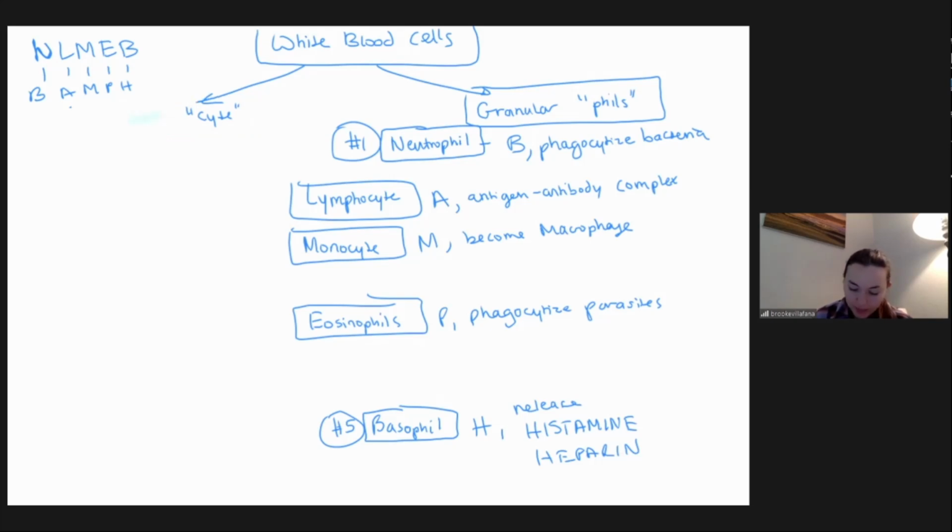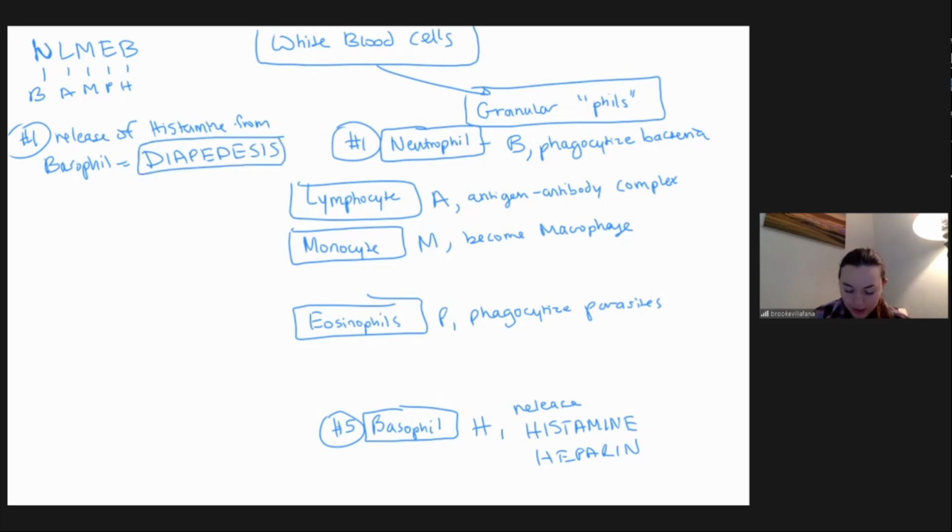So our very first step is we're going to get the release of histamine from the basophil. And what does that cause? Hopefully that's ringing a bell for somebody in here. That causes diapedesis. What did we say diapedesis was? Diapedesis is the movement from a continuous capillary to a fenestrated capillary. So what happens first is diapedesis occurs, that continuous capillary floating with, let's put some little white blood cells in here. Those are my white blood cells. Becomes a fenestrated capillary.